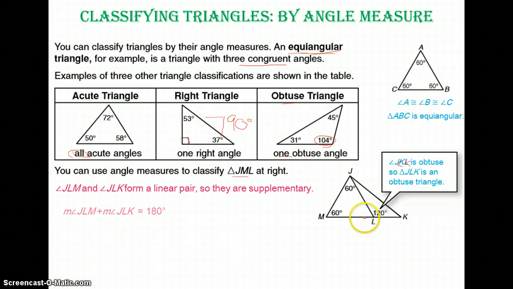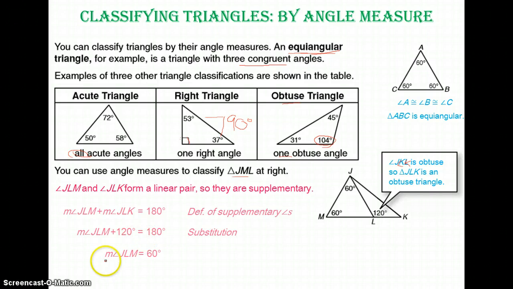So if we look at their measures, we know that the measure of JLM plus the measure of angle JLK must sum to 180, and that's because that's the definition of supplementary angles. They sum to 180 degrees. So now let's say that the measure of angle JLM plus 120 is our 180. Well, how do we know? Substitution. So all we did was we took the measure of JLK and we dropped in 120 because that's what's given in our diagram.